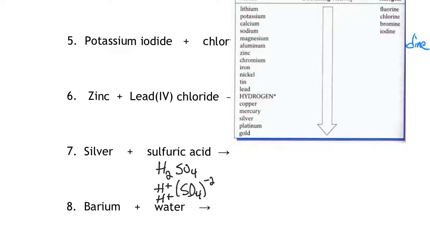So what we have to look at here is our cation. So silver has a charge of plus. So we're looking to see, will silver replace the hydrogen? We're using our same activity series right here. Here's silver and hydrogen. Hydrogen is above it, so no reaction will take place because silver is less reactive than the hydrogen.